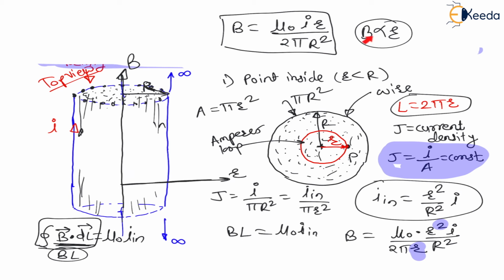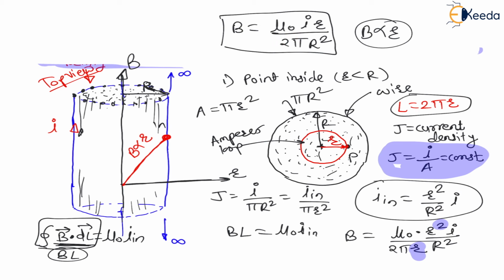Now for inside, B is directly proportional to r. Therefore inside there will be a straight inclined line, directly proportional, and it will become maximum on the surface. That is, B is directly proportional to r, right? Here from the derivation we have seen.